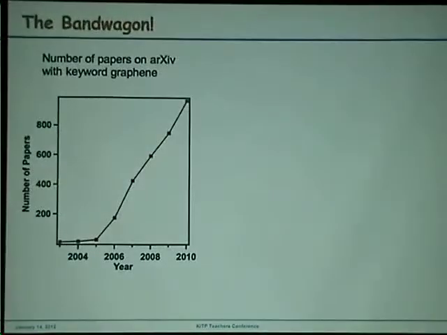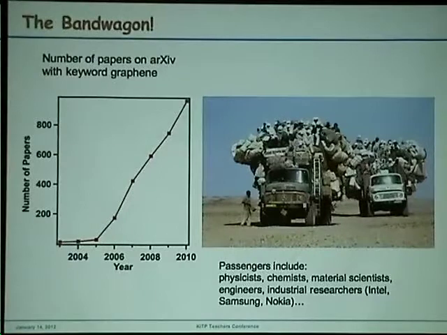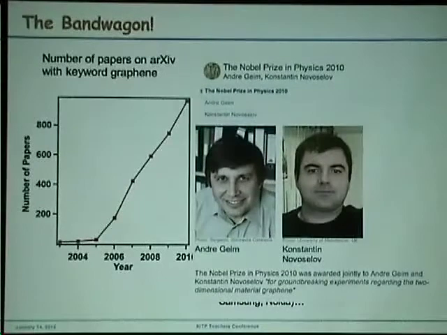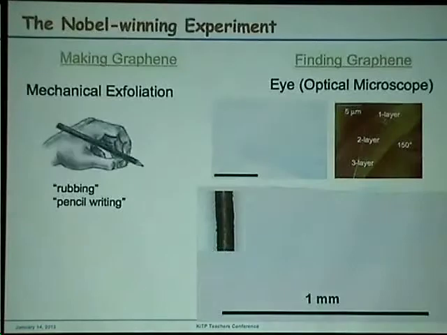Since 2004 to 2005, there's been a sudden huge increase in the number of papers. This is the physics preprint server where people post their results. With the keyword graphene, the count increases almost exponentially, and this resulted in a huge bandwagon. Lots of people started to get on board: physicists, chemists, everyone. Sometimes I do feel like this guy is saying, okay, get on. And of course in 2010, these two guys, Andrei Geim and Kostya Novoselov, won the Nobel Prize.